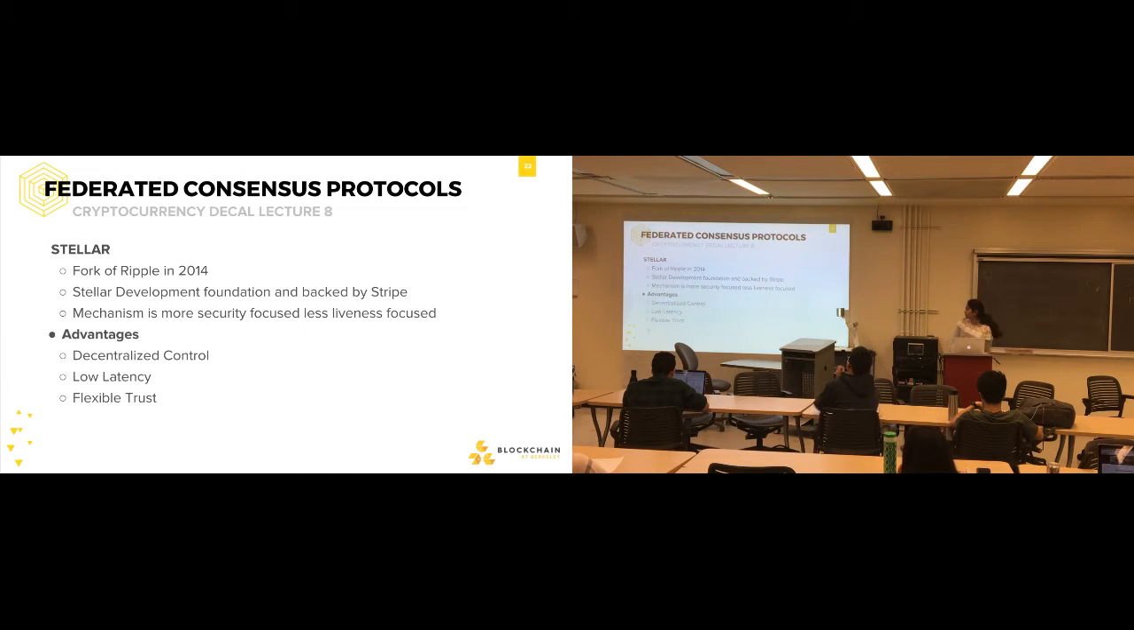Some advantages of Stellar and Ripple consensus protocols are that they don't need centralization. There's no central party that's required to authorize consensus. They're both low latency, which means they can achieve consensus in about 5 to 10 seconds, as compared to proof of work, which takes at least 10 minutes. And nodes can trust any set of individuals. They don't have to trust their entire network.